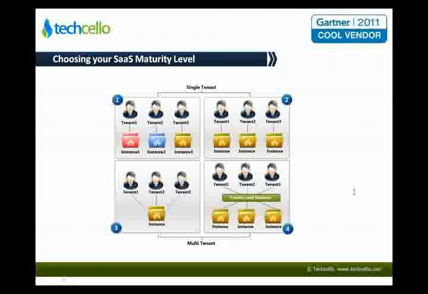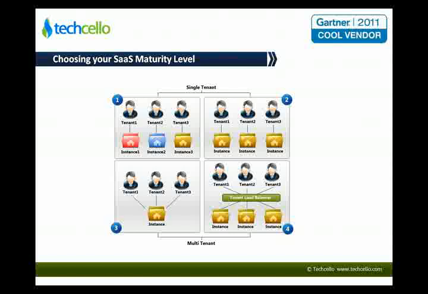So there are four kinds of maturity models available. So what you're seeing currently are those. The first two models are what is termed as single tenant, and the last two are called multi-tenant. So if you look at the first two models, as the picture depicts, instance refers to the logical instance where your application is running, and the tenant refers to the customer who's going to use your software.